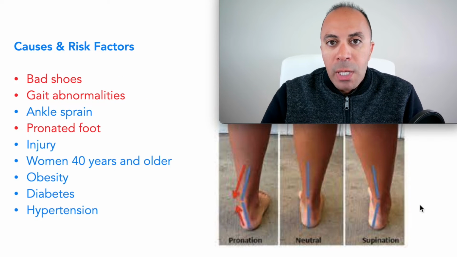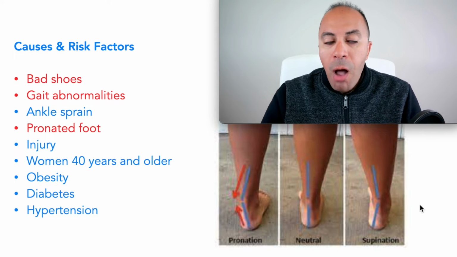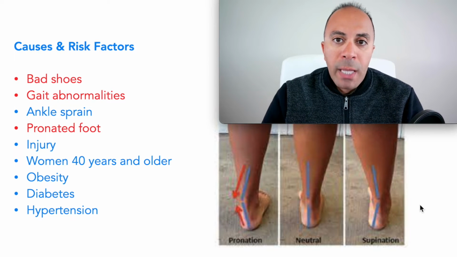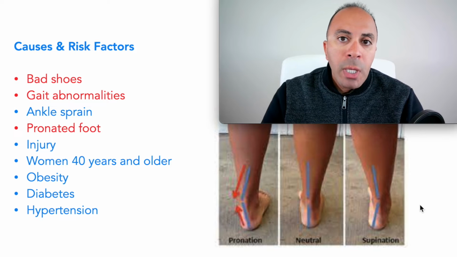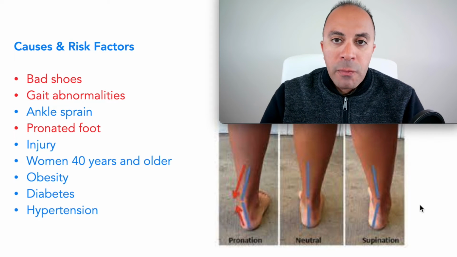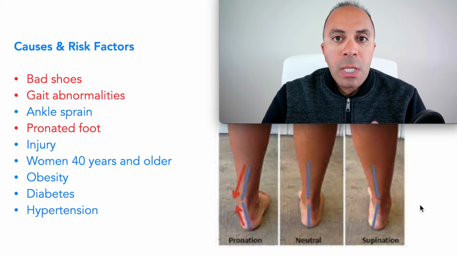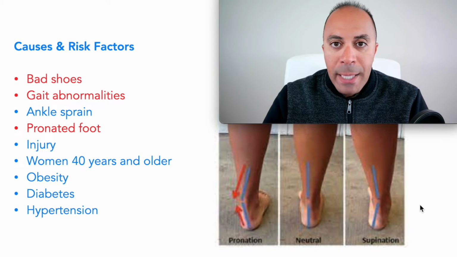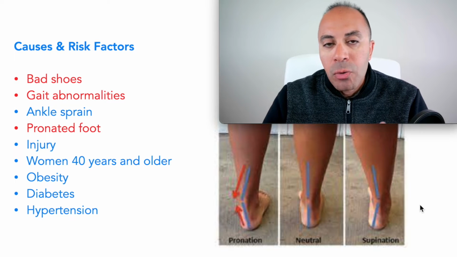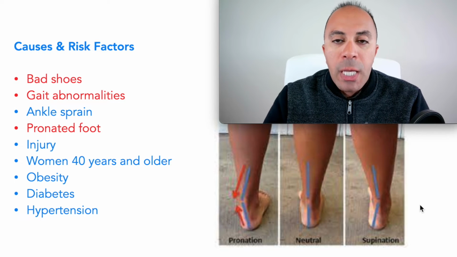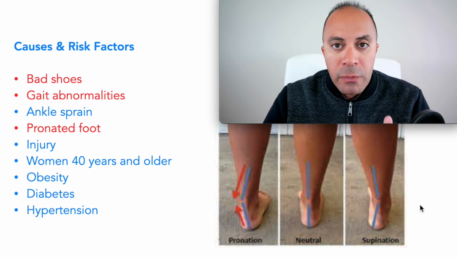One of the important things we need to realize is the causes and risk factors, because if we eliminate the causes and risk factors and work on the problem, usually that is the solution, instead of masking the symptoms or continuing to have the trigger that caused the tendonitis pain. One of the issues is bad shoes. If you wear high heels or non-supportive shoes, that could increase your risk for this issue.